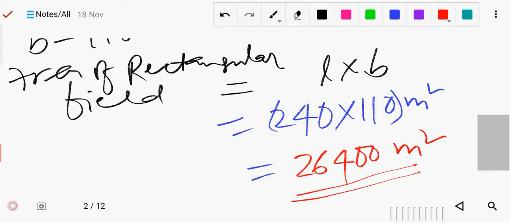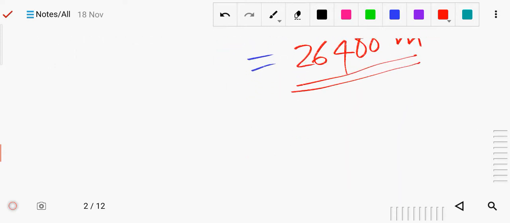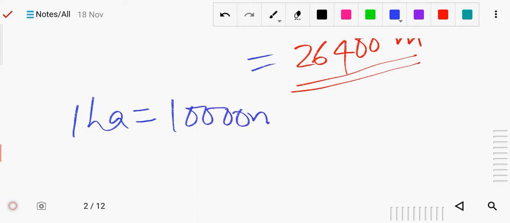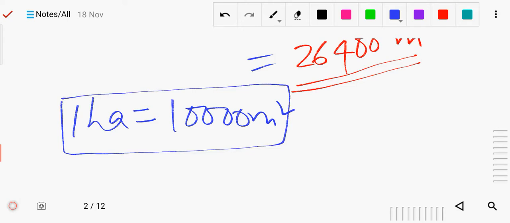But it is in meter square, and you have to find the area in hectare. It is asked in the question. As we know, 1 hectare is 10,000 meter square. We have already studied this. 1 hectare equals 10,000 meter square. So now we have to find the area in hectare.